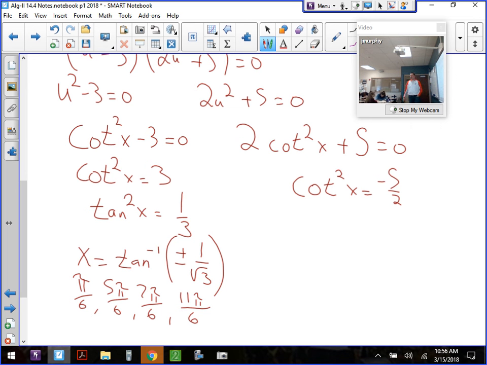Can I take the square root of a negative? So am I going to have negative trig functions? Or better yet, am I going to have imaginary trig functions?